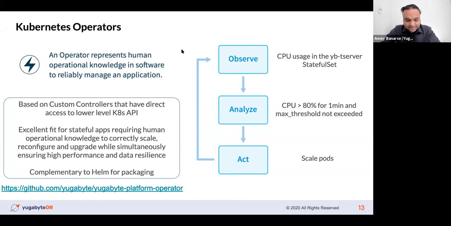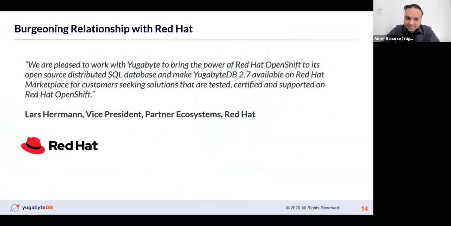If you look at the next slide, Lars Herman, who is a VP from Partners Ecosystem at Red Hat, essentially gave us this code that we have been working on together for the last 6 to 8 months to pursue this opportunity. At the same time, customers can now truly run their microservices and stateful workloads on OpenShift.